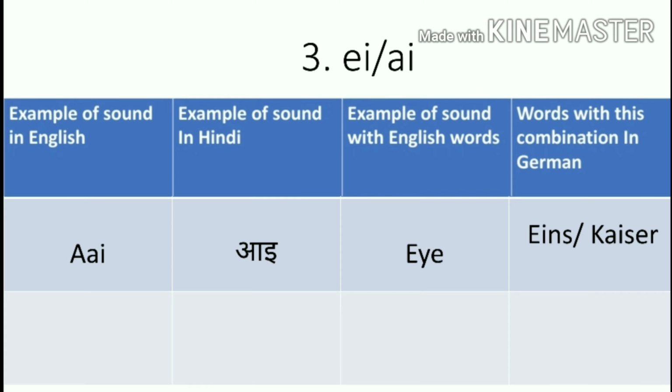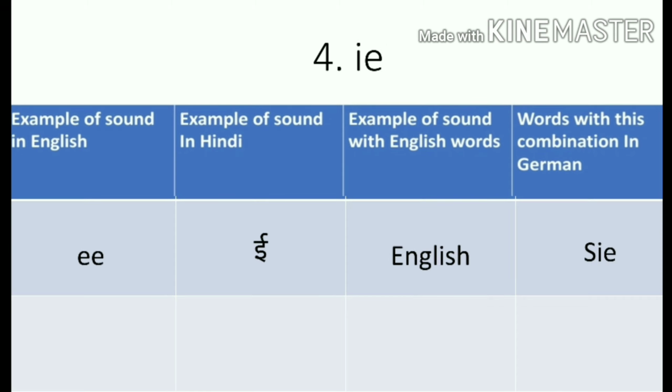And our fourth diphthong is the combination of the letters I and E, which will create the sound E, like the E sound in the starting of English. And the German word which uses this diphthong is Sie, which means you in the German language.